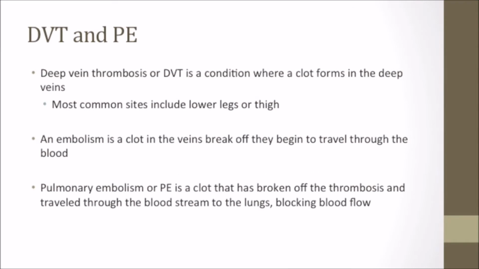To reiterate, deep vein thrombosis, or DVT, is a condition where a clot forms deep in the veins. Most common sites for DVT are lower legs and thighs. And then an embolism is a clot in the veins that breaks off and begins to travel through the bloodstream. This is what causes a PE, or pulmonary embolism.